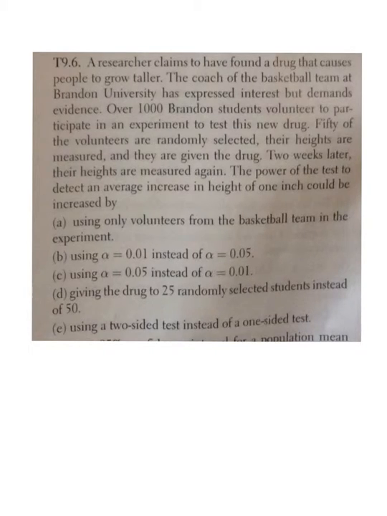Number 6. So they say that there's a drug that causes people to grow taller, so they're going to do a statistical analysis or a significance test. Anyway, you read this whole thing and find out that they're just interested in how to increase the power of the test. What are the 2 ways to do that? Well, you can either increase the sample size or increase the alpha level. Those are the 2 things that we can do to help increase the power.